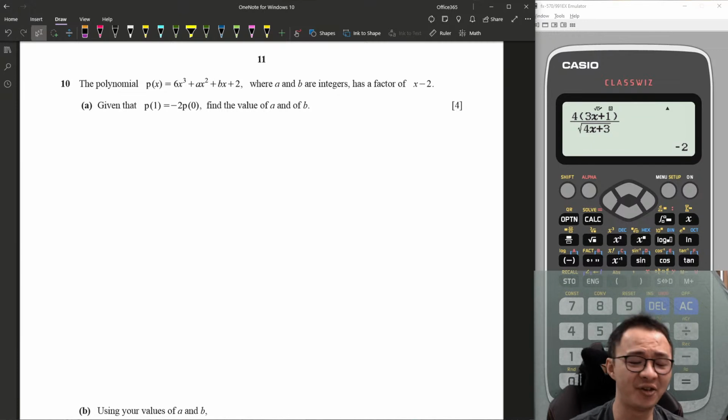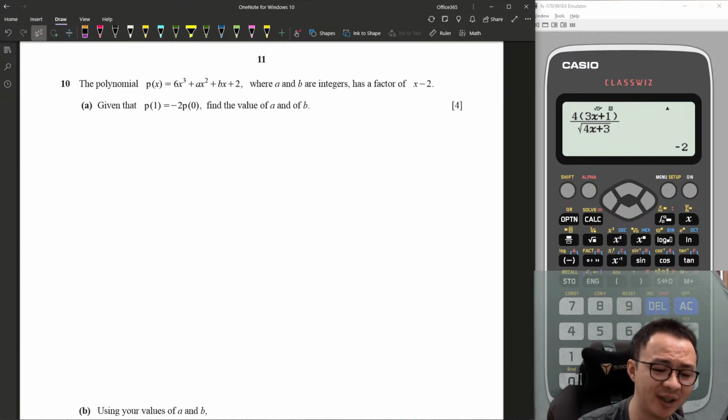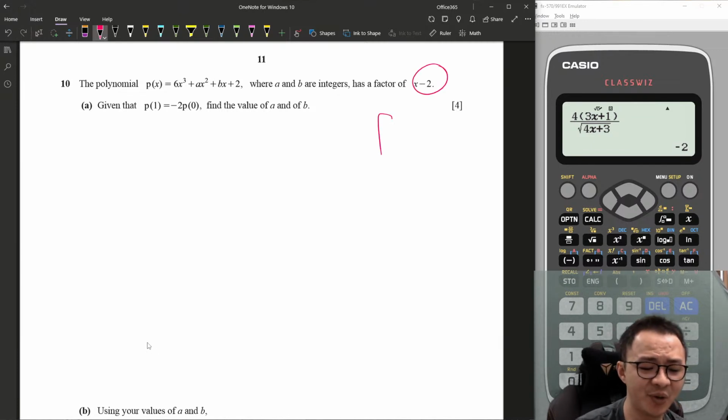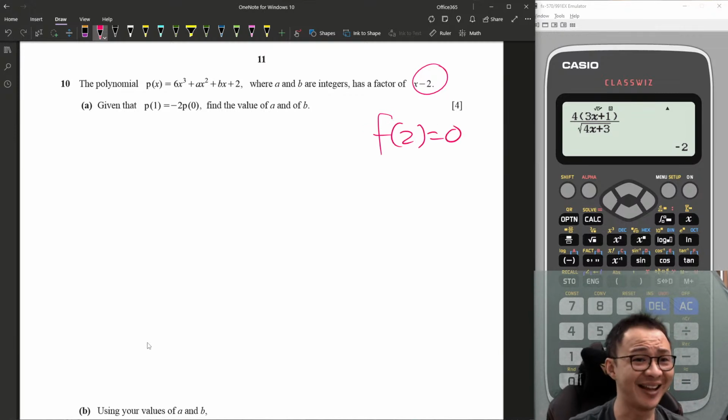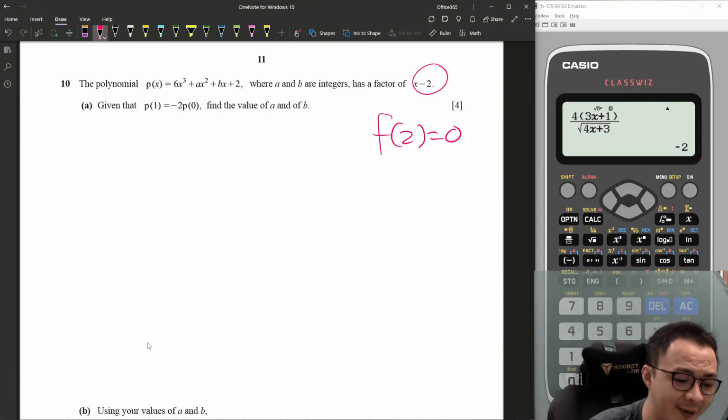Easy question. Factor theorem, remainder theorem. They give you this one and then they tell you this is a factor. Factor means what? P(2) will equal 0, right? Because this is x minus 2. Imagine x minus 2 equals 0, your x is 2. Right, so let's plug in. So you plug in 1 here.